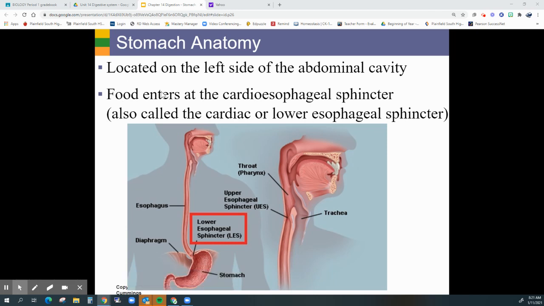Food enters the stomach through a sphincter called the cardioesophageal sphincter. That's this one right here, at the bottom of the esophagus, just above the stomach, pretty much right here by the diaphragm. Sometimes it's referred to as the cardiac or lower esophageal sphincter. There really is no upper esophageal sphincter, it's just an opening. But the lower esophageal sphincter is right here. This one should keep things from coming up, but doesn't usually.